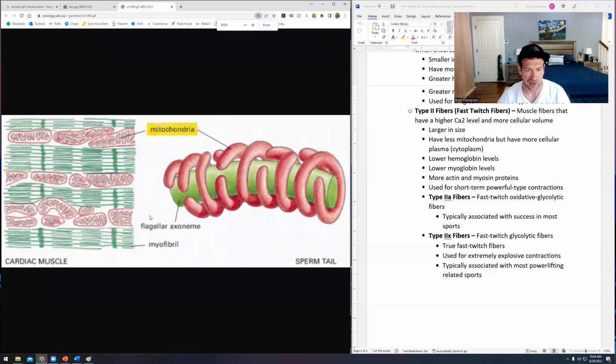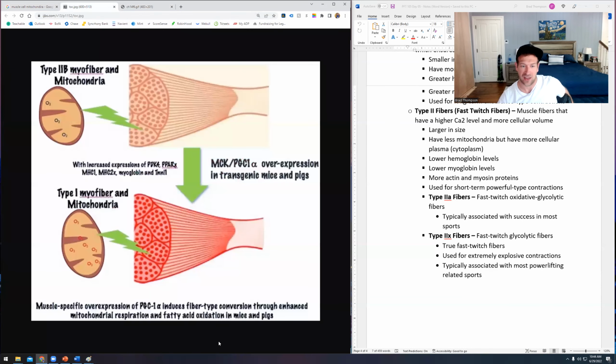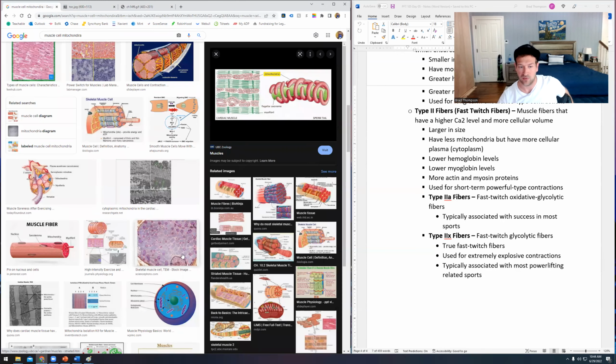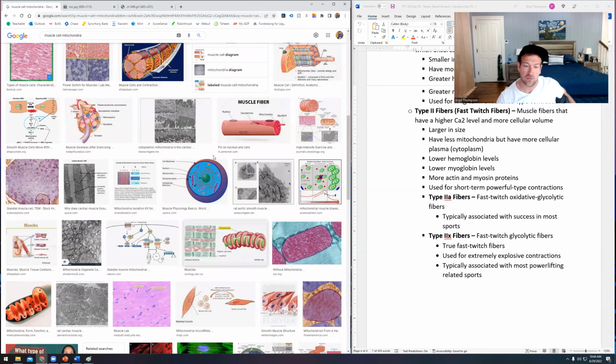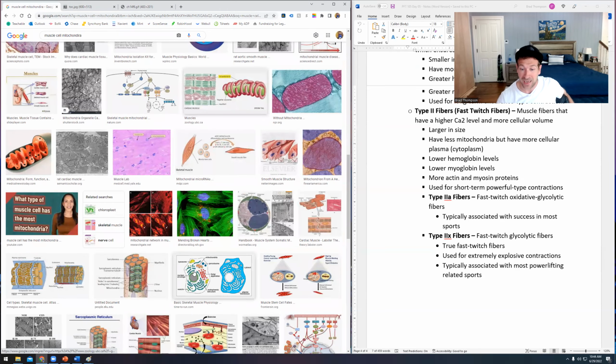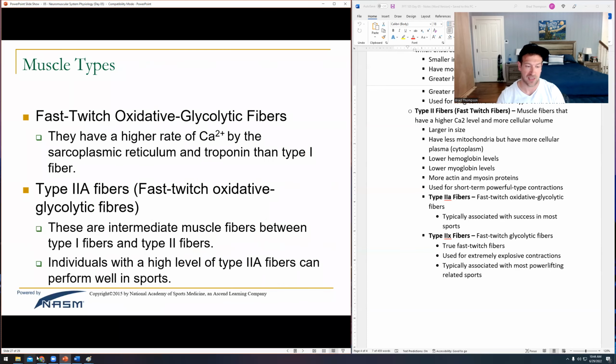So this is a picture of cardiac muscle, which has tons of mitochondria. Look at how there's just mitochondria straddled all over the place in this particular cell. All that mitochondria makes this very good at spitting out energy. That's a type 1 muscle fiber. A type 2 muscle fiber would have a lot more space and a lot more cellular volume. So the fibers are going to be much bigger. And that's sort of the difference.